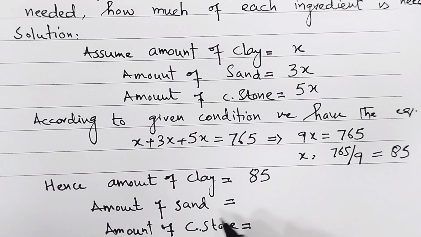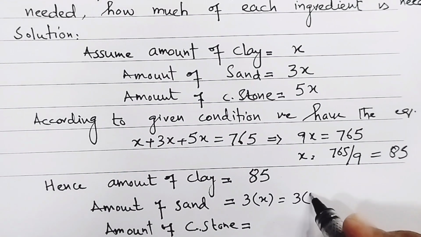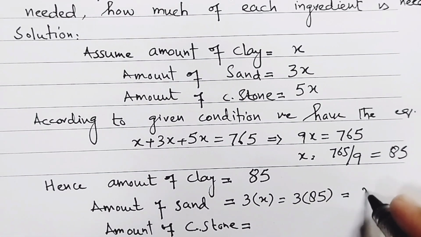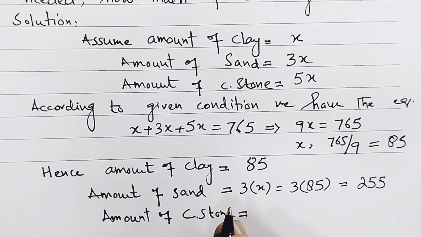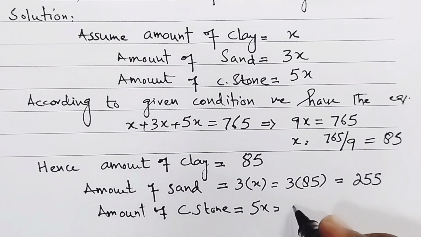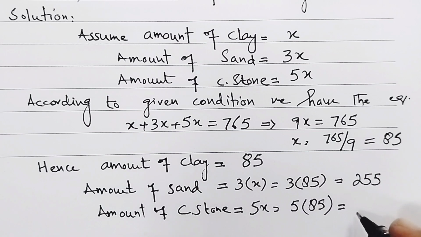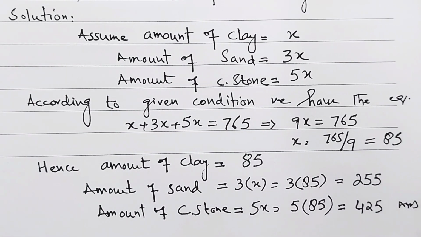Then what will be the amount of sand? 3 into x. It will be 3 into 85. Put the value of x, then the answer will be 255. What is the amount of the crushed stones? This is 5x. So we have 5 into 85, which is equal to 425. All these are the answers.